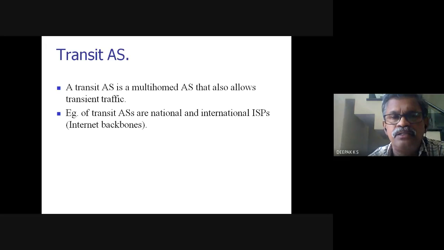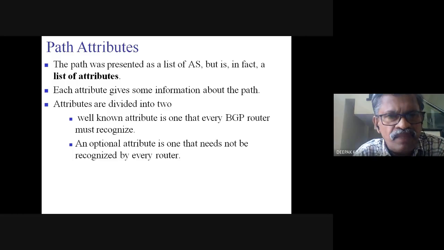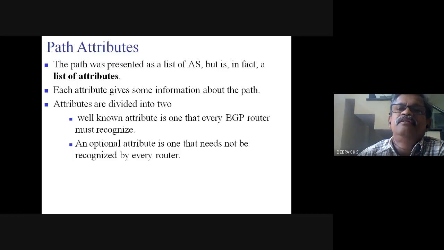Now a transit autonomous system means data can pass through. A transit autonomous system, a multi-homed autonomous system that also allows transient traffic, means data can pass through it. So actually the path, I mentioned only path, but it is a collection of attributes. Path is a collection of attributes. So each attribute would give some information about the path.